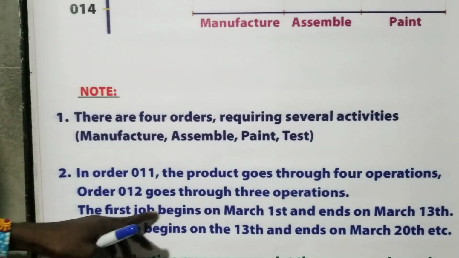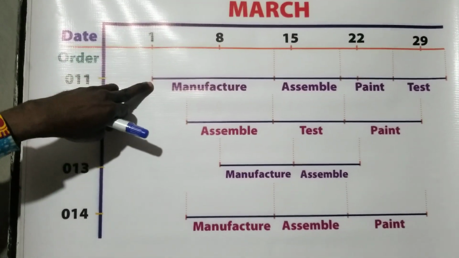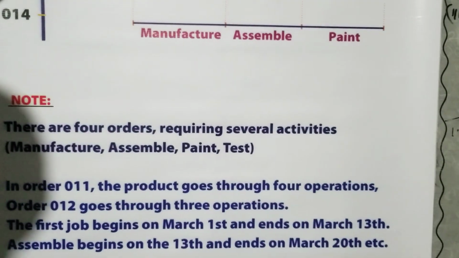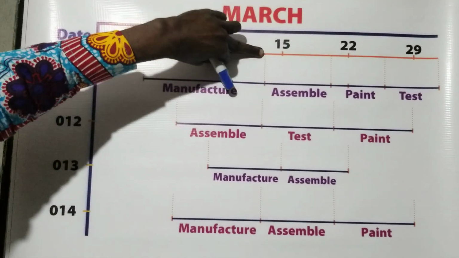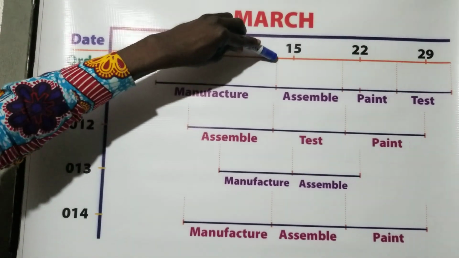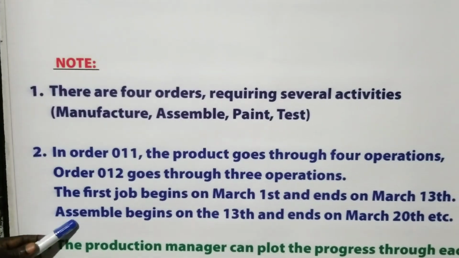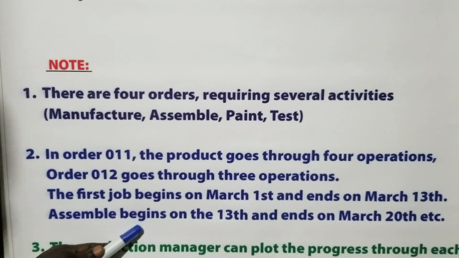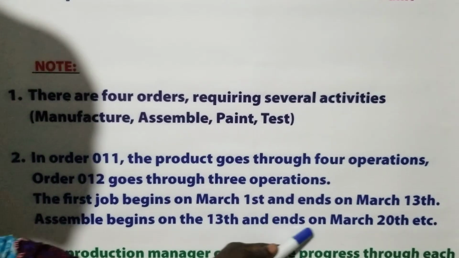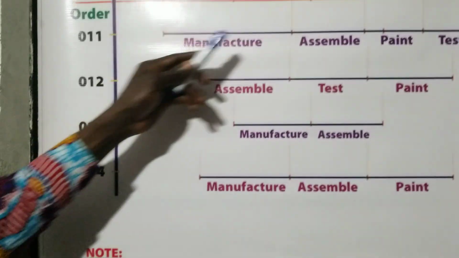The first job begins on March 1st. So if you look at this one, it begins on March 1st, ends on the 13th. So this point is on the 13th. Assemble begins on the 13th and ends on the 20th March, and so on, as we have already explained.